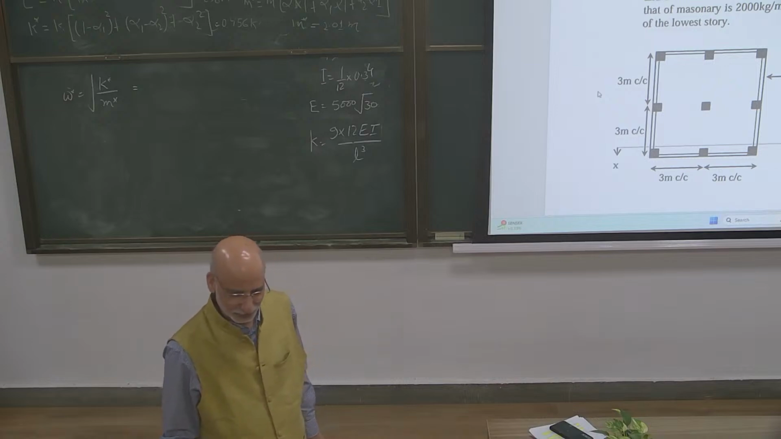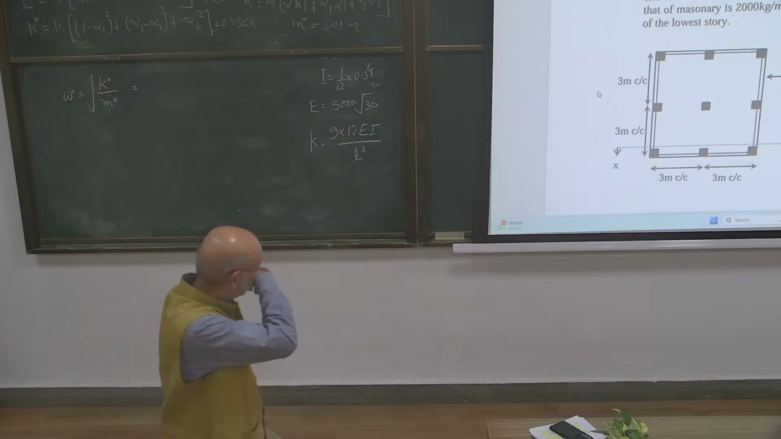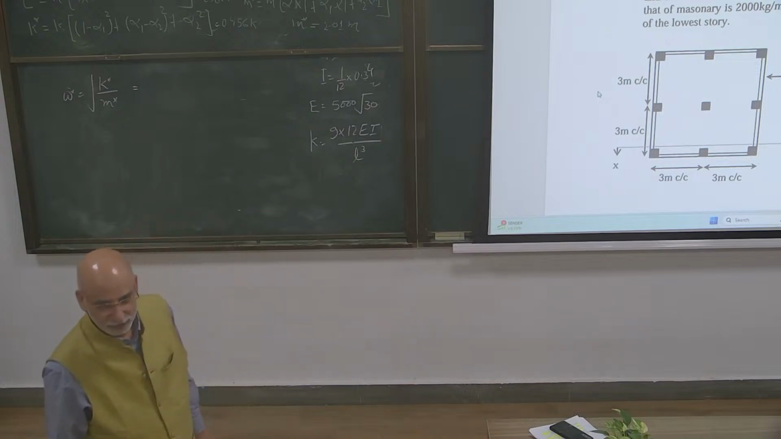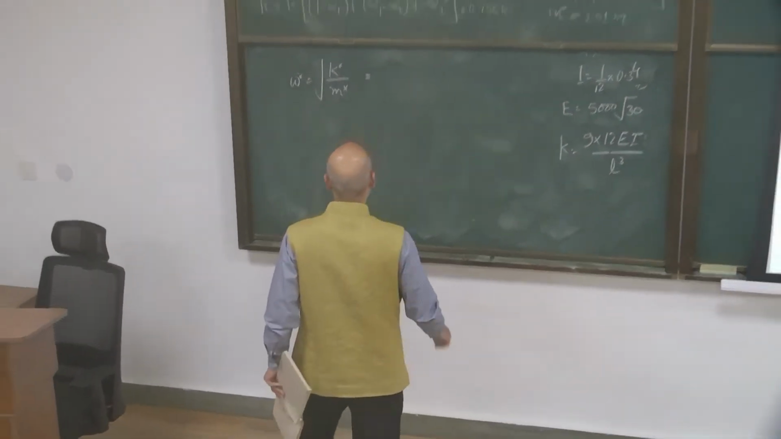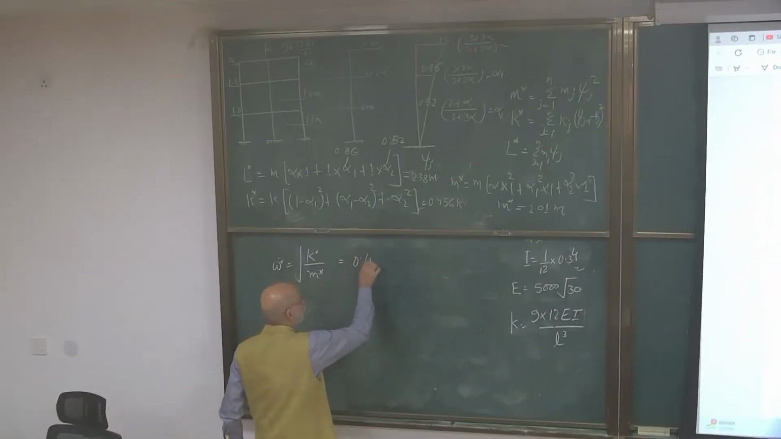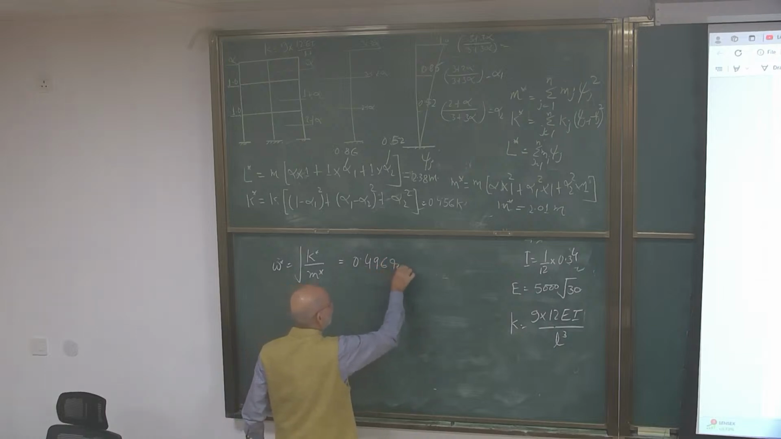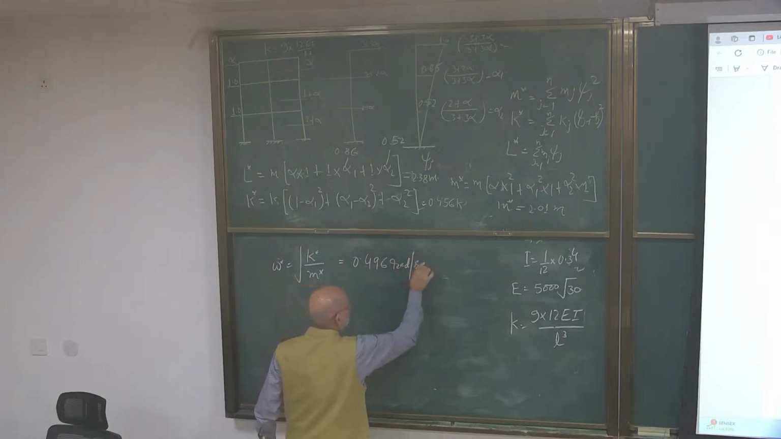Okay. So now your K is clear. So you can now tell me how much the frequency is? Omega value. How much? 0.496 radian per second.